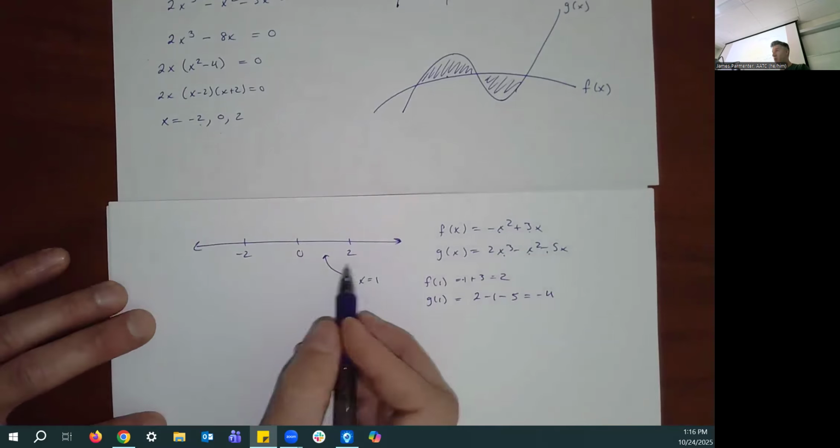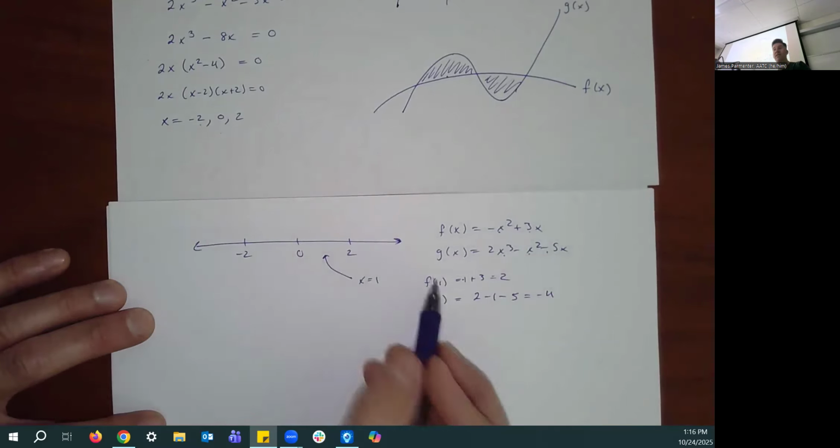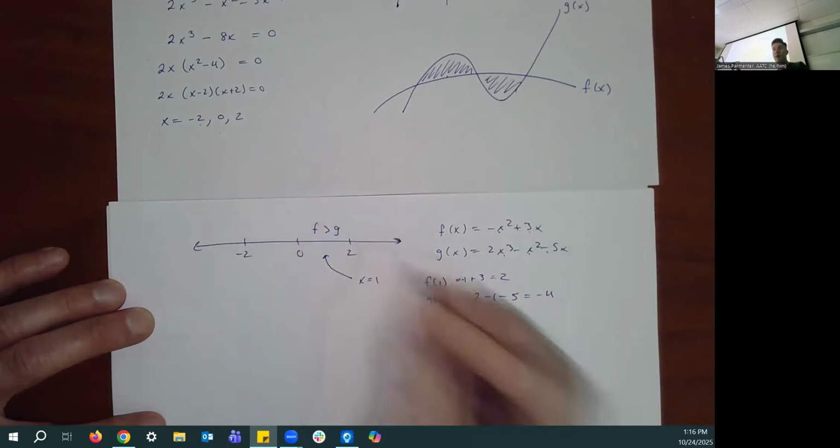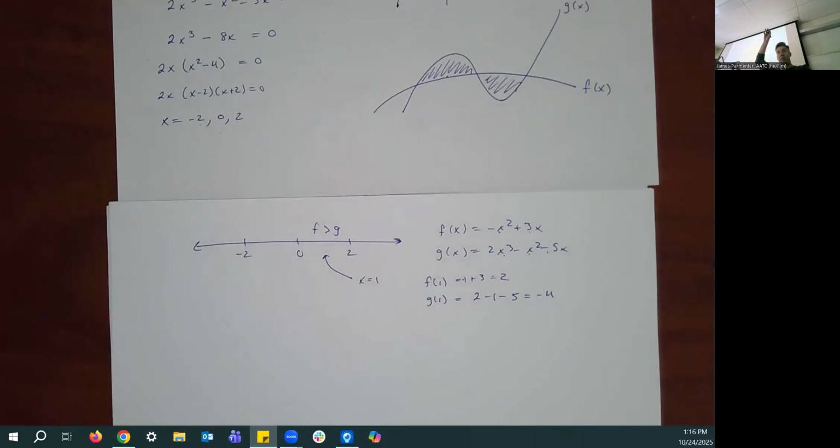So on this interval, from 0 to 2, f has to be the bigger function. So on this interval, f is bigger than g. So we know that f is the top function, g is the bottom function. When we do the integral, we're going to do f minus g.